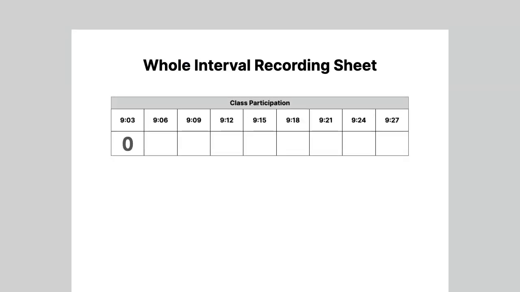If our student participates in circle time activities for the first 2 minutes and 30 seconds of the time interval, and then runs out of the classroom before the end of the time interval, we would not put an X in the box because our target behavior of class participation was not observed for the entirety of the time interval.